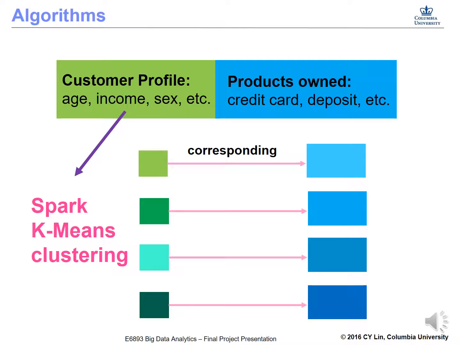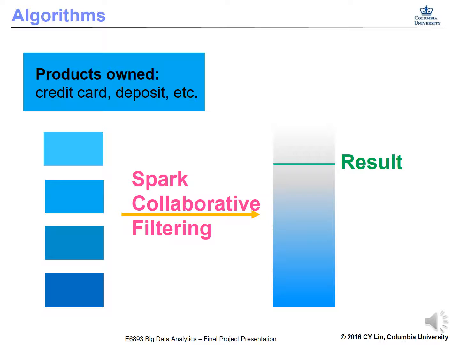So we chose k-means. We do Spark k-means clustering on the first part of our data. Then we can get the corresponding clusters of the latter part. Then for each cluster of product information, we do Spark collaborative filtering separately and get the final result. So what we really did is that we recommend the product to a specific user based on the behavior of people who have the same background.